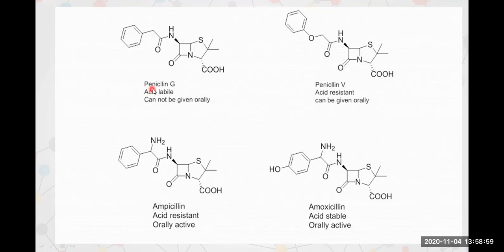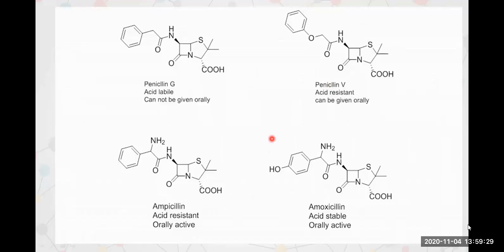And so penicillin G cannot be given orally, but penicillin V can be given orally, because here the electron withdrawing group is attached at position R. Here there is no electron withdrawing group, and that clearly gives the difference: penicillin G is orally inactive, but penicillin V is orally active. So this is how we can modify the structure if we understand the structure activity relationship.